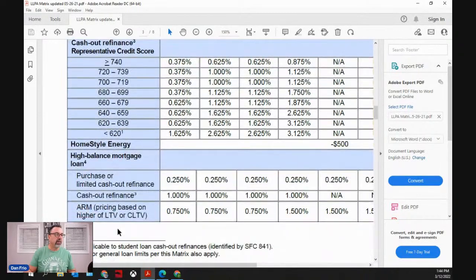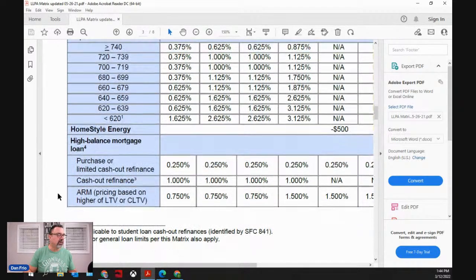Again, you can see down here, purchase or limited cash out or cash out refinance. That means basically you're getting $2,000 or less. And then cash out means if you're getting $2,000 or more. So you can see those bumps. Just for getting cash out, it's a 1% bump. And the purchase and rate and term is a 0.25 bump. Okay, the list goes on.